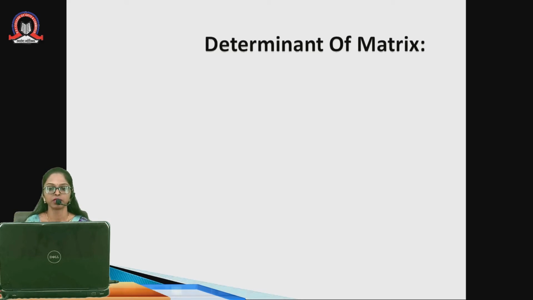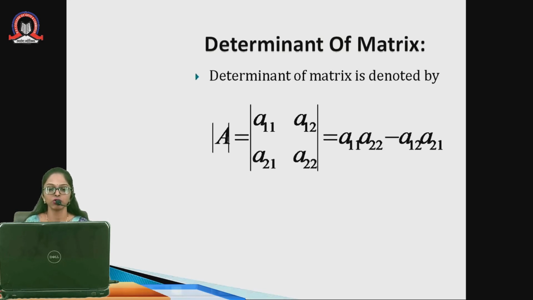Next we see the determinant of a matrix. How to find the determinant of a matrix? First we see its notation. The determinant of a matrix is denoted by mod of A, that is two vertical lines around A, which is equal to the determinant of A11, A12, second row A21, A22, which is equal to cross multiplication, we get A11 A22 minus A21 into A12. This is the determinant of a matrix.